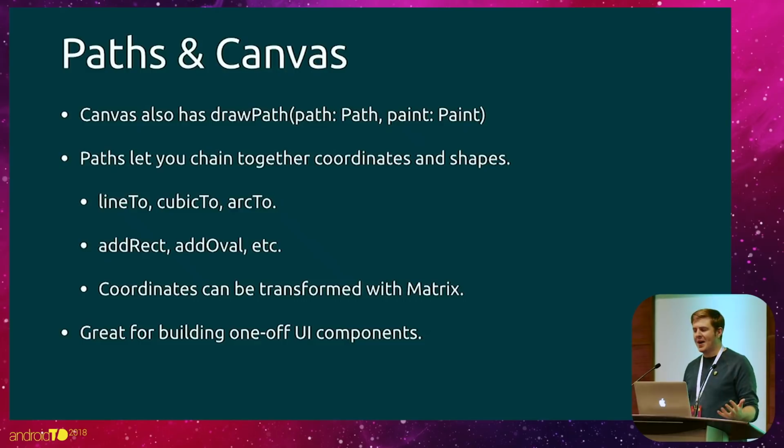And additionally, there's drawPath. Path allows you to chain together coordinates to make more complex shapes. So you can do lineTo, cubicTo, arcTo, addOval, and it allows you to do transformations on these points too. So it's a really great way of building one-off UI components that are maybe too dynamic for a designer to just give you a bitmap to use.